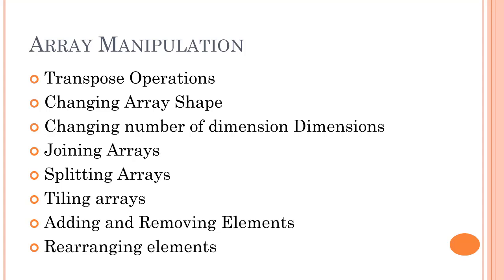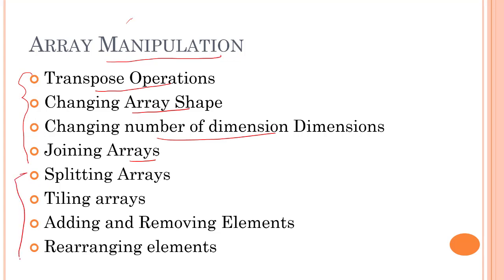So in the previous session, we discussed array manipulation, and we already went through four operations: how to work with the transpose operation, how to use a method on an array's shape, as well as the number of dimensions and joining arrays. Let's move to the other four methods used for array manipulation. We'll start with splitting arrays.